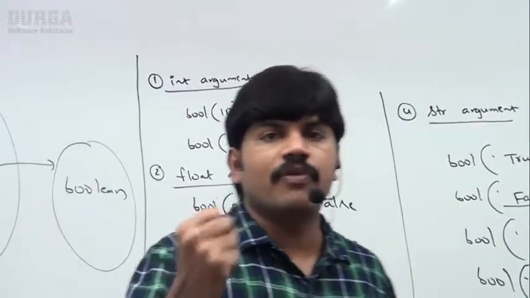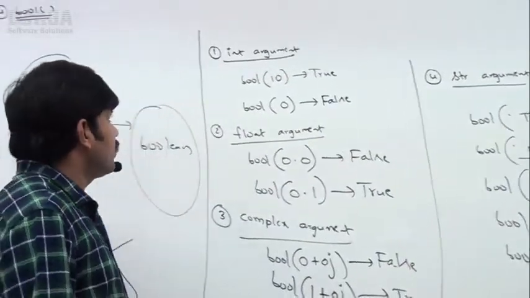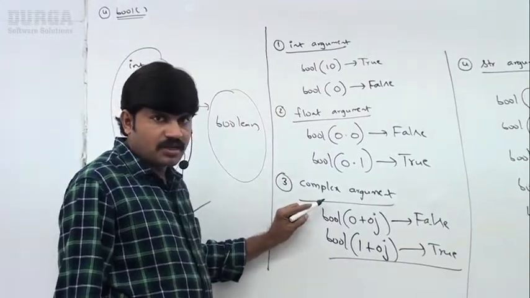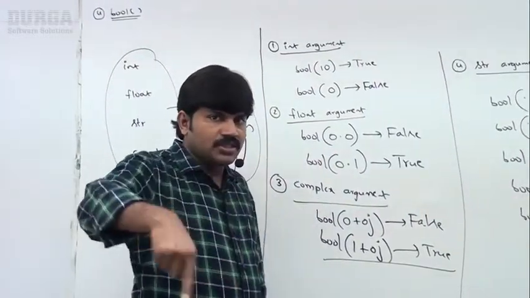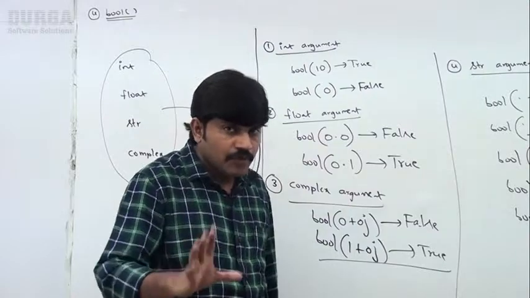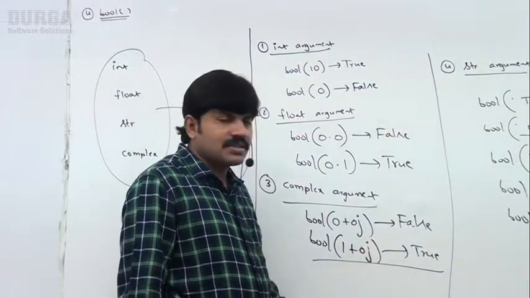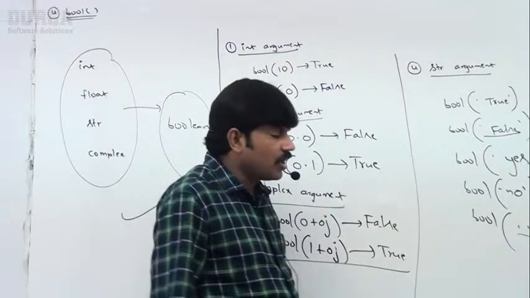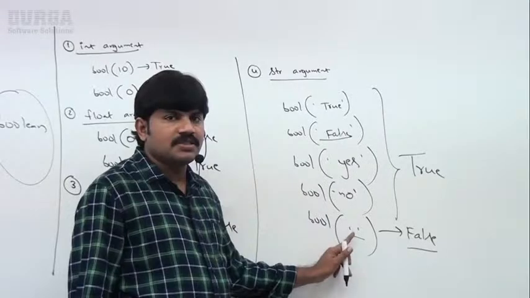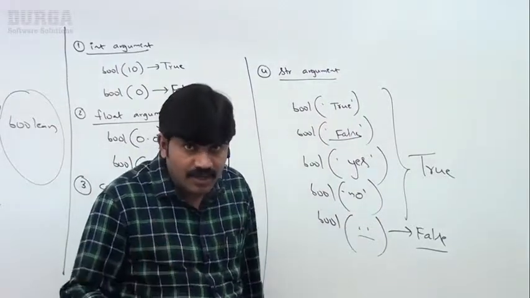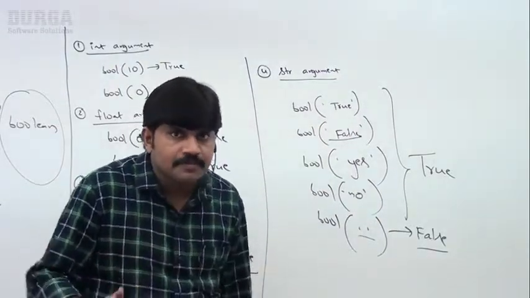So, how is the bool function going to behave? Very simple. If it is an int argument, float argument, or complex number argument: if the total value is 0, it is treated as false. If it is not 0, it is treated as true. Next, in the case of a string argument, if the string argument is an empty string, then it is false. Otherwise, it is treated as true. Clear, right? That is how to use the bool function.